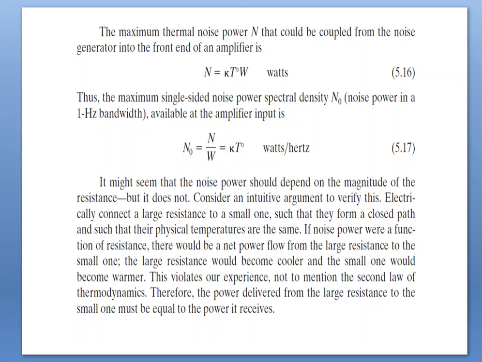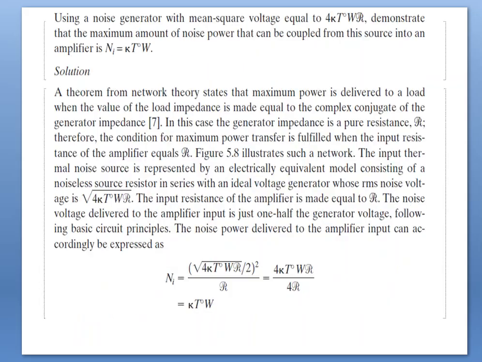Now we discuss one particular example to find the maximum available noise power. Let us take an example. Using a noise generator with a mean square voltage equal to 4KTWR, demonstrate the maximum amount of noise power that can be coupled from the source into an amplifier with input noise equal to K T naught W.